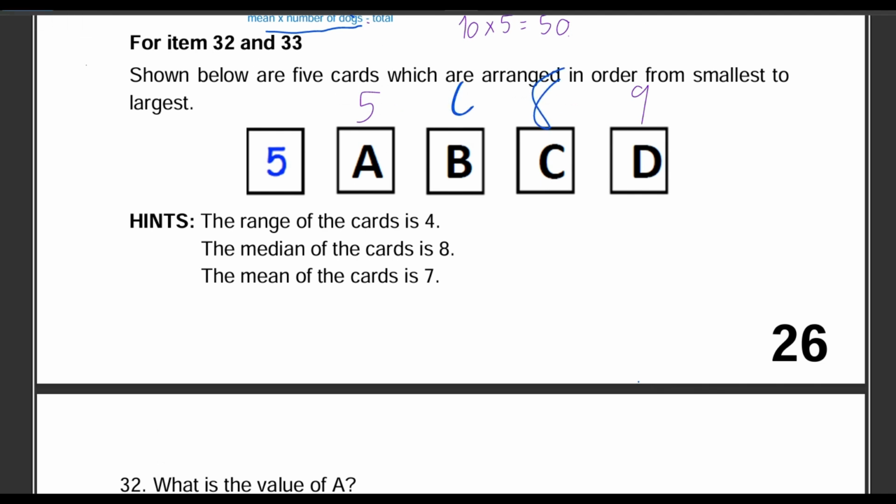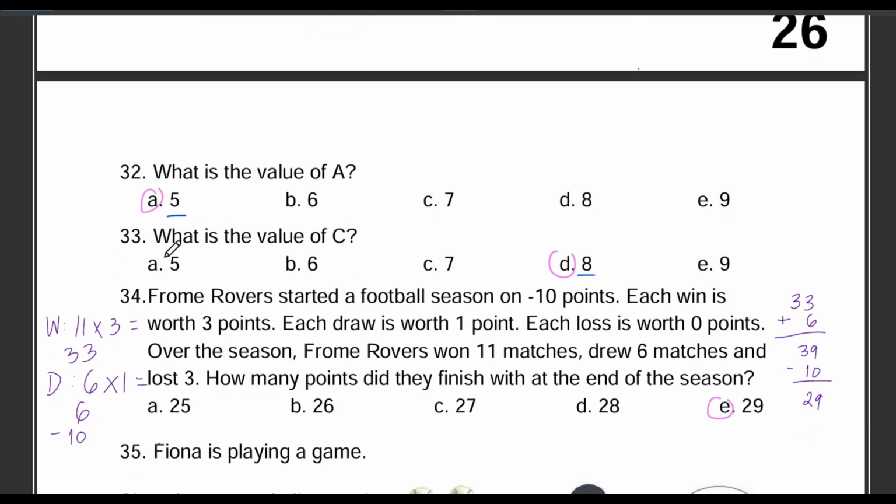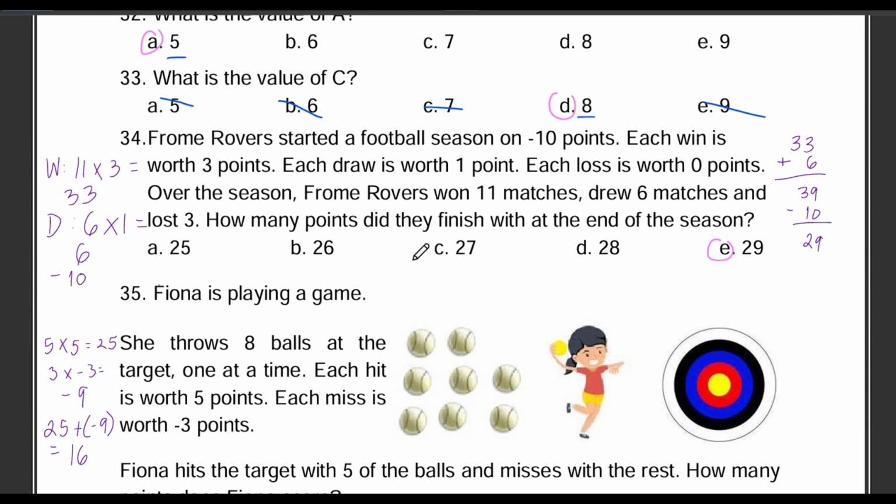Let's look at why the other answers aren't correct. A, 5 is just too small of a number. B, 6 is also too small. C, 7 is also too small. And E, 9 is what D equals, not C. All right, moving on to question 34.